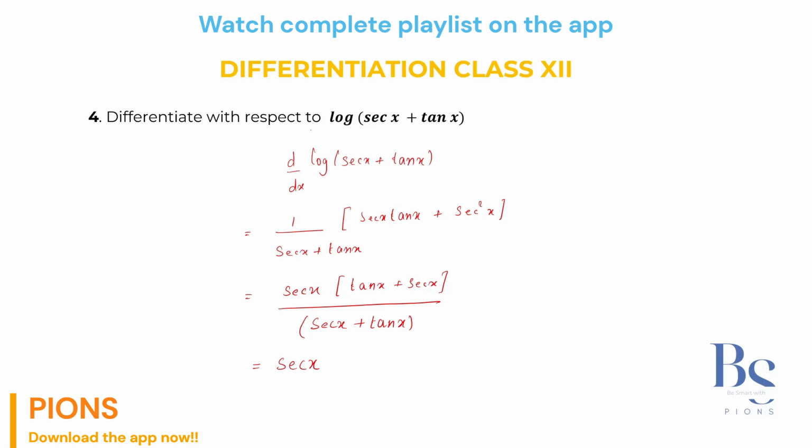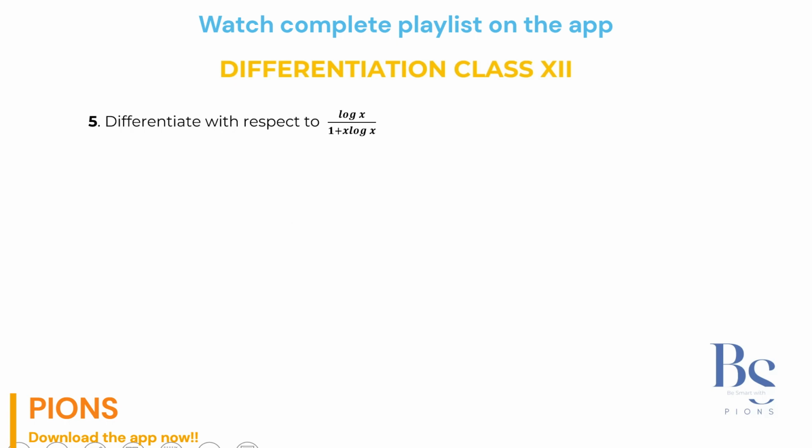Okay, let's move to question number 5. Question number 5 says, differentiate with respect to x this particular function. So let's differentiate it. D by dx of log of x whole divided by 1 plus x log x. Be very careful. Multiplication rule, division rule, chain rule. Many things will be operating here. Clear? How we will apply that?